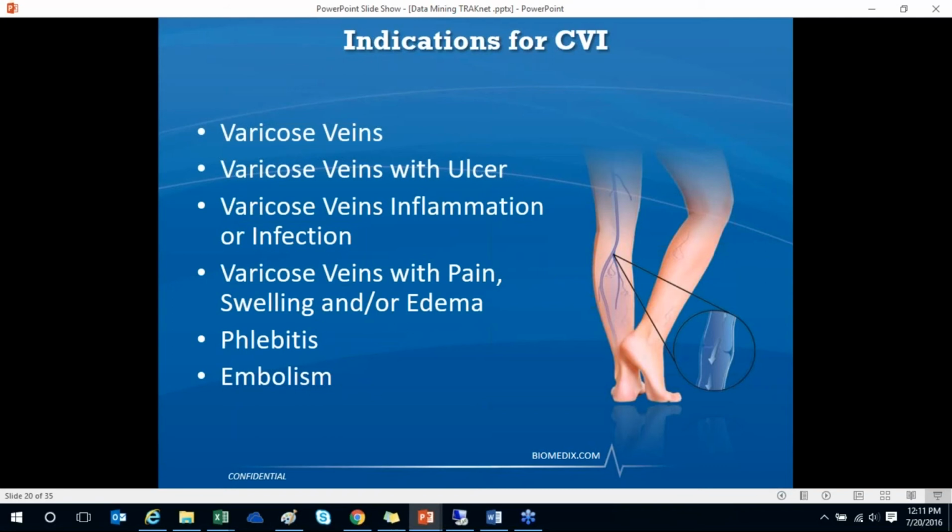Indications for chronic venous insufficiency include varicose veins with ulcer, varicose veins with inflammation or infection, varicose veins with pain, swelling, and/or edema, phlebitis, and embolism.